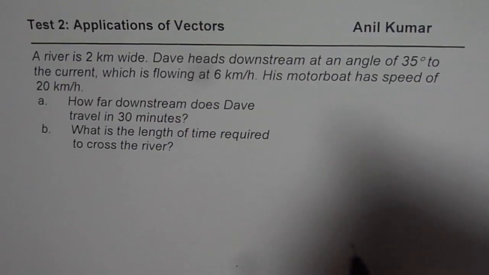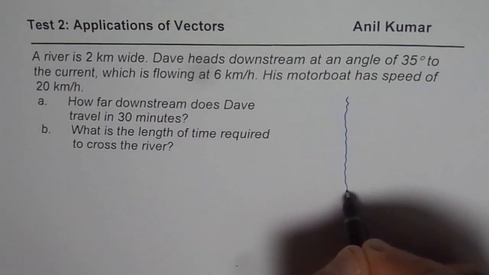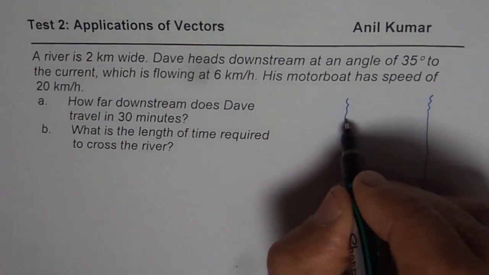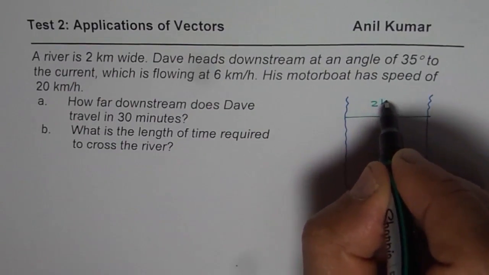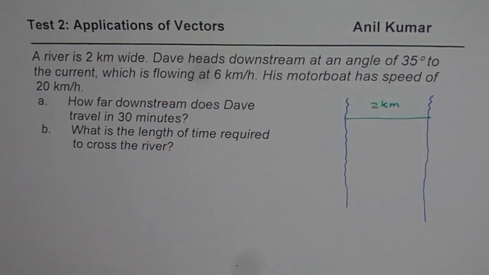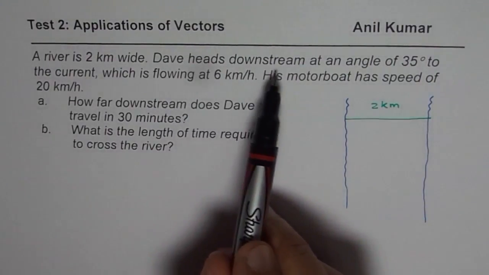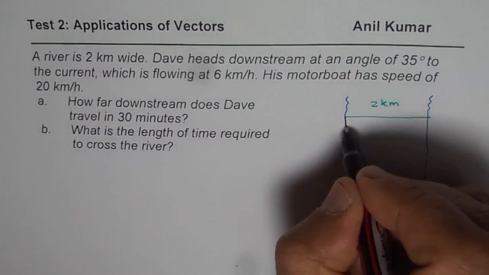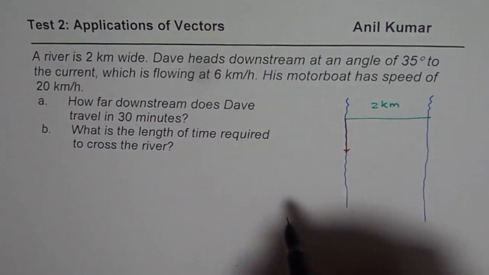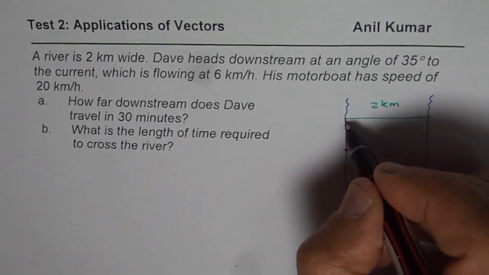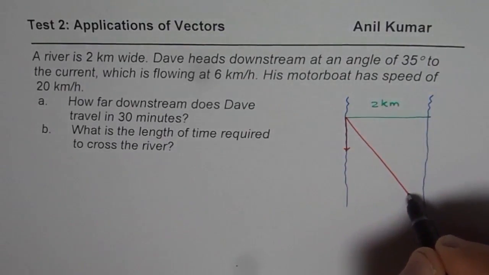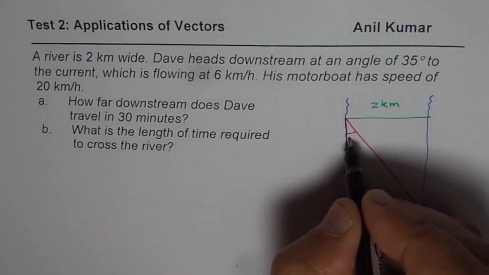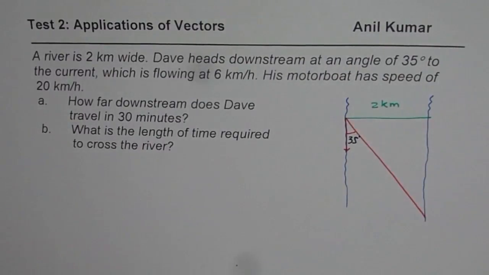First step always is to sketch the diagram, right? So let's say that is the river for us, which is 2 kilometers wide. So this distance is 2 kilometers. Now what we are given here is that Dave heads downstream at an angle of 35 degrees to the current. So we are assuming current going downwards like this. So current is coming downwards in this direction. So it is 35 degrees to the current. Let us say like this. So this is 35 degrees with the current. So we'll call this angle as 35 degrees.